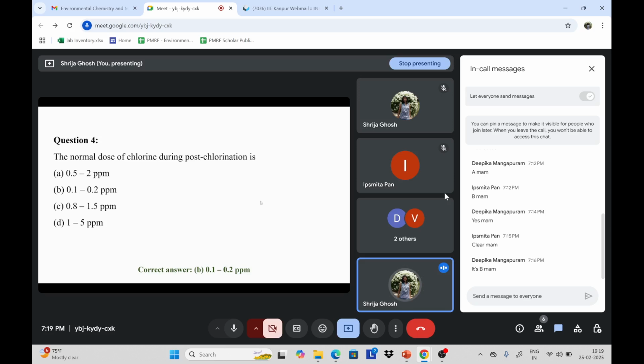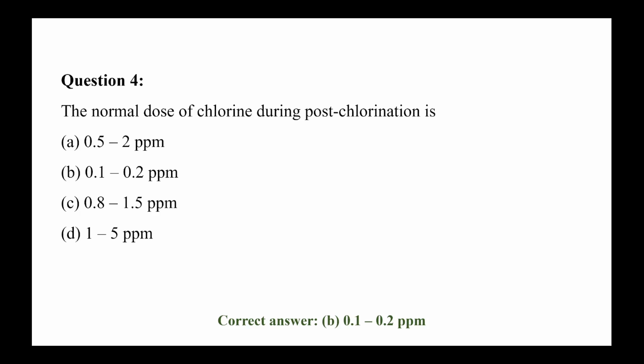Just think logically. If I'm not treating the water and I'm adding chlorine first, that means the water will have a higher amount of organic matter in it, and that's why you will need a higher amount of chlorine to do the proper chlorination of the water. Okay, if I'm treating the water first with other methods and then doing the chlorination, then we'll require 0.1 to 0.2 ppm of chlorine for the chlorination. That process is post-chlorination. Okay, I hope that's clear to everybody.